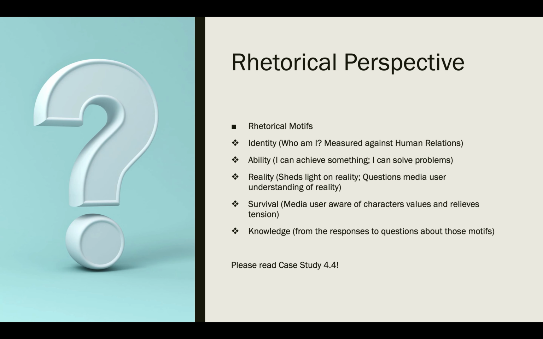Please read the case study from pages 217 to 218 and write down any notes that you understand about this perspective so far.